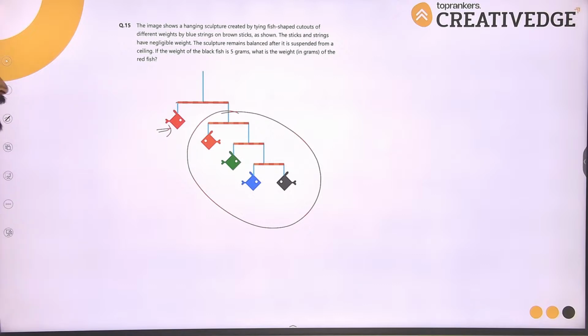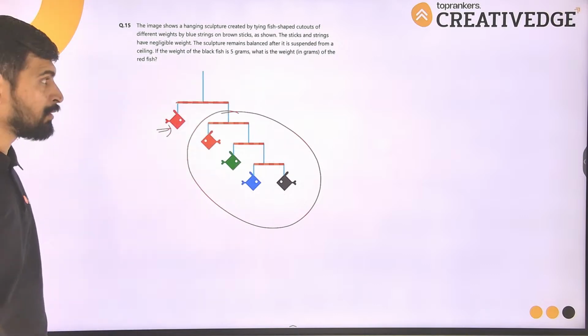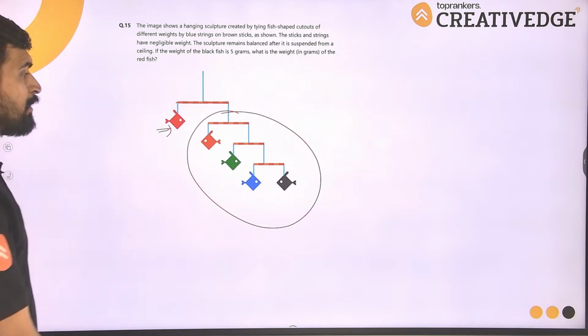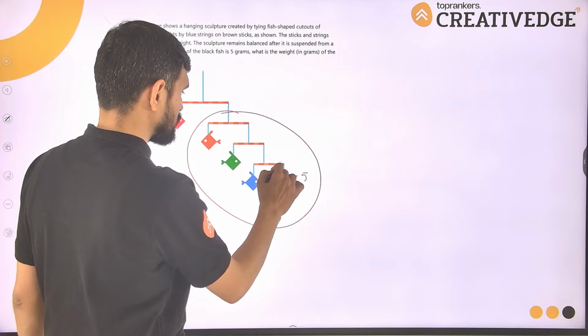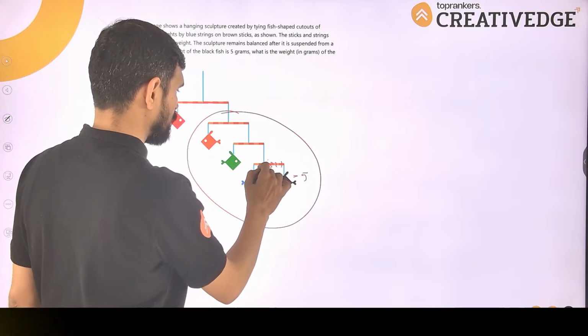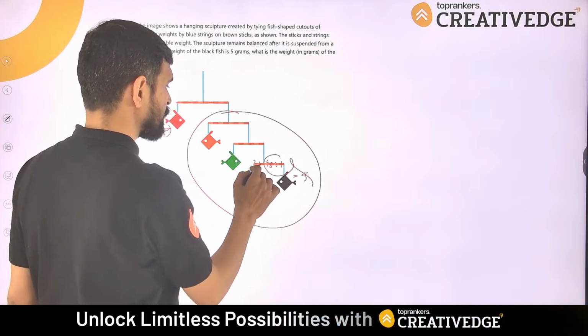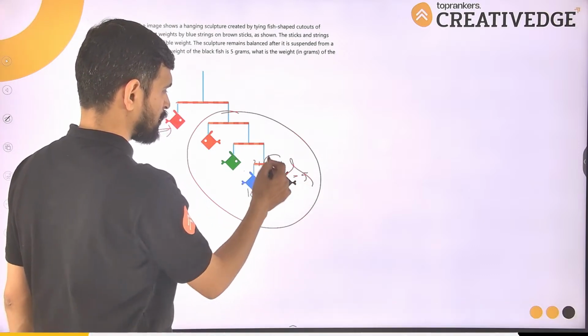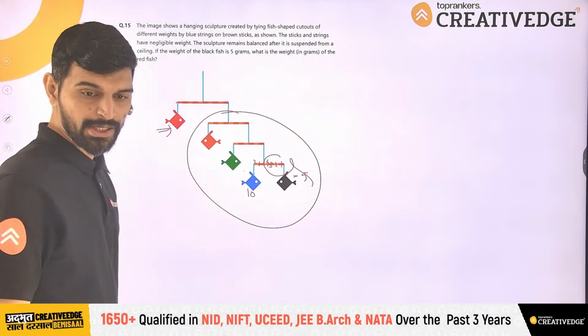Length और weight का product balance करते हैं हम यहाँ पर. Given that blackfish का weight is 5 grams और मैं अगर यहाँ देखूँ तो this is 1 block, 2 block, 3 block, 4 block. This is 1 and 2. So 4 into 5 is 20. 2 into 10 is 20. So this blue one becomes 10.